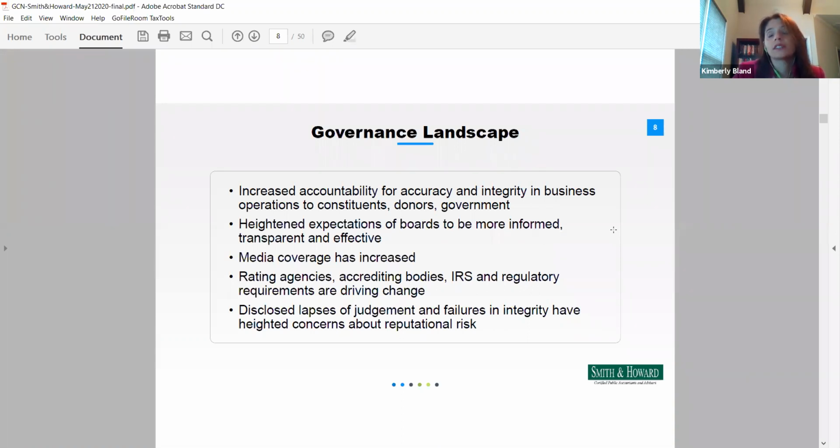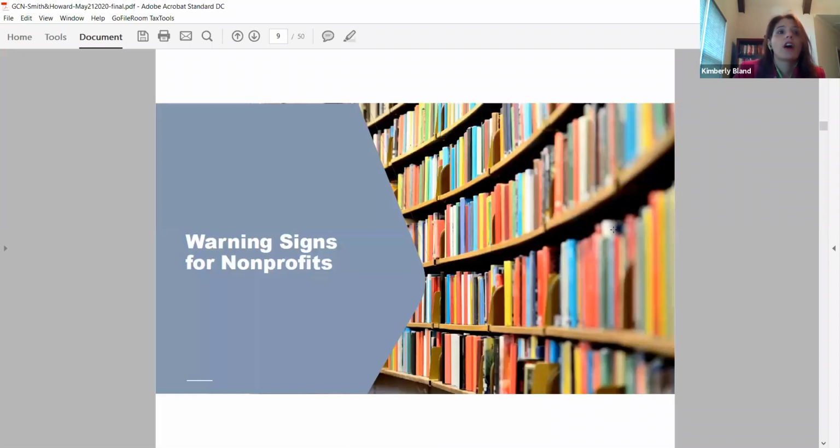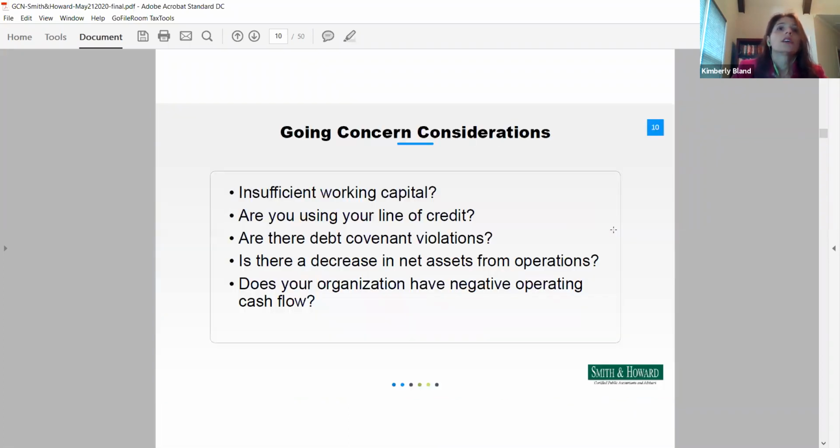So some warning signs for nonprofits. Going concern. Going concern is a word that auditors like to throw around. However, it is management's responsibility to evaluate if the organization has the ability to continue as a going concern for the next 12 months. And some of the factors to consider, and we've got some questions on this slide and the next slide, talk about which way your nonprofit is trending.